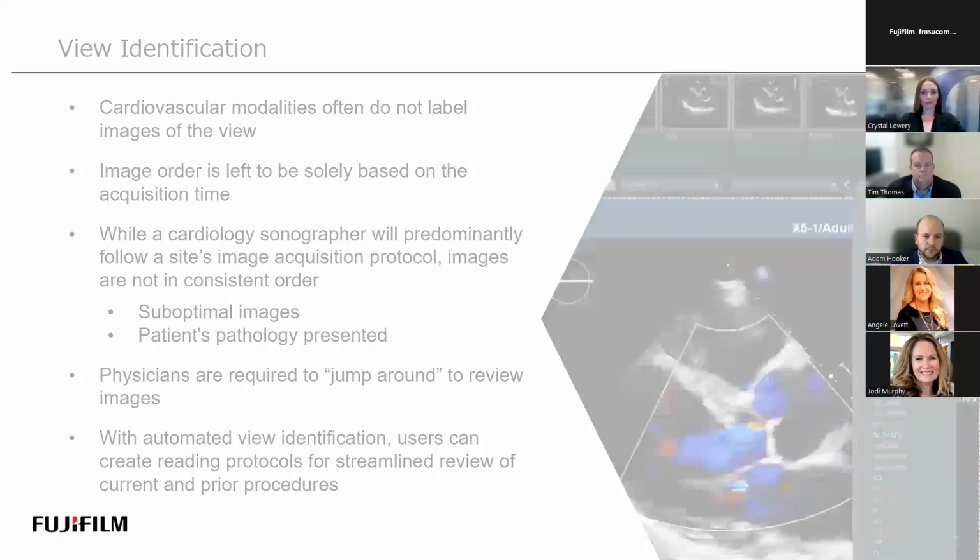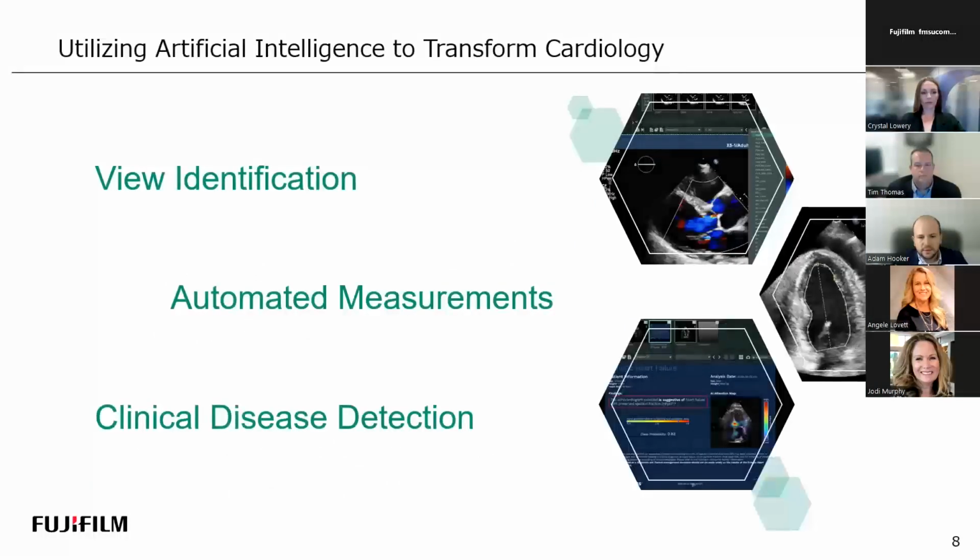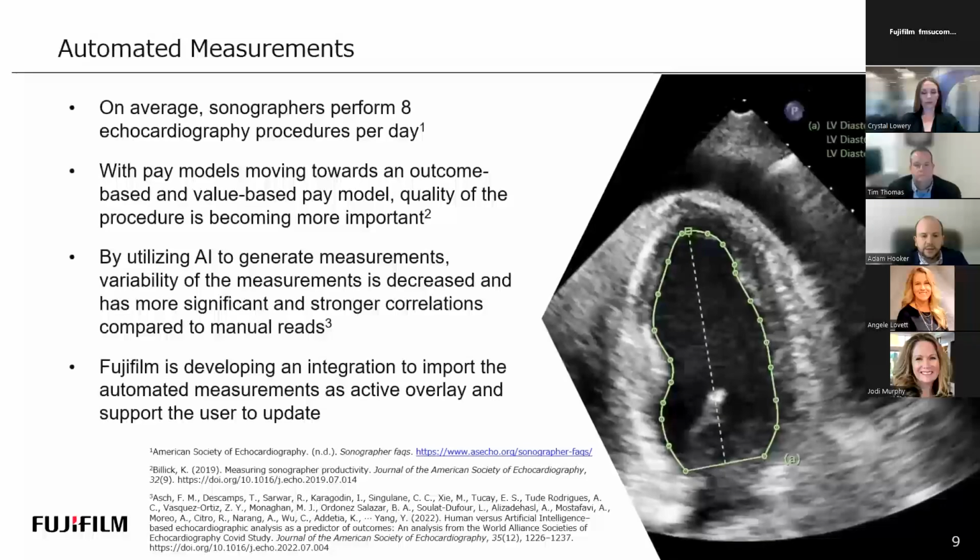The next area we want to focus on is automated measurements. When we look at this, we know that, according to ASC, on average sonographers are going to perform about 8 echoes a day. 45 to 60 minutes of that is probably going to be for those uncomplicated transthoracic cases. And sometimes if they get into really complex anatomy or a case, maybe it's another 15 to 30 minutes. So there's a lot of time potentially with that scanning, making sure they get all of the images they need.